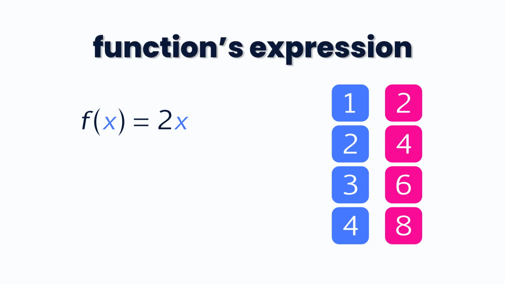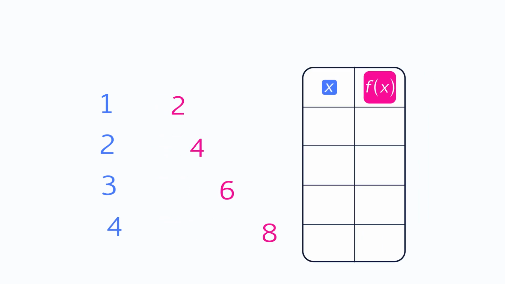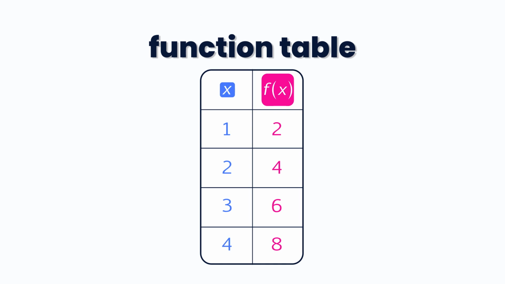The expression describes the relationship between the number you input and the number that the function then outputs. For example, if you input the number 4, you write it as follows. f of 4 equals 2 times 4, which equals 8. Great job! You've just used math to describe this function. Next, you can organize the input values and their corresponding output values into a table, like this. This is a function table, and it's another way of visualizing the relationship between the variables in a function.